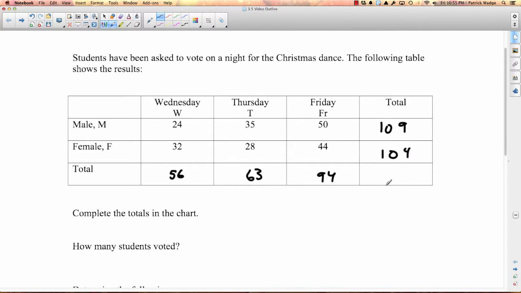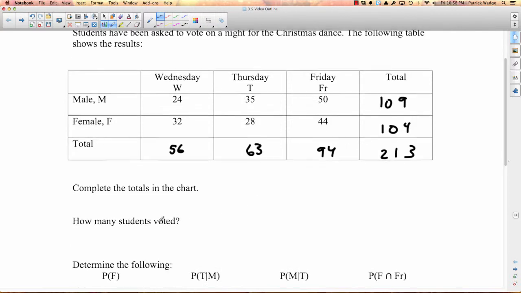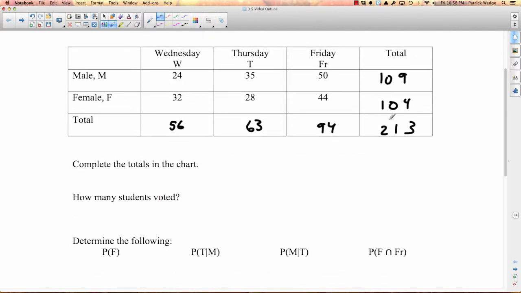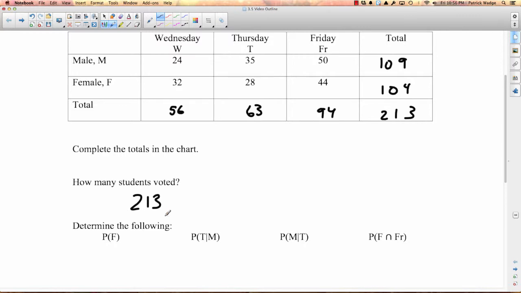Okay, we're left with this one space here, this box, total. If we add this, we get 213. If we add this way, guess what we get? 213. Try it if you like, but you'll see you get the same both ways. Okay, how many students voted? 213. That's our total. So 213 students gave their opinion on this.